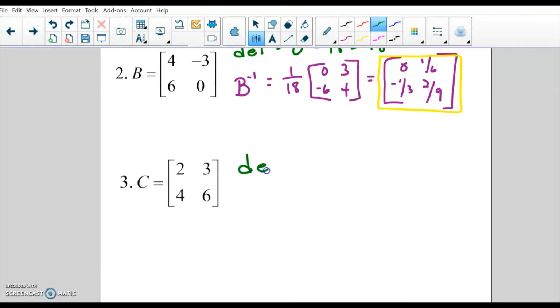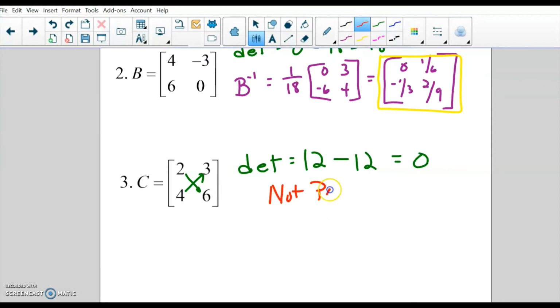We'll find our determinant. See if it's defined. 2 times 6 is 12. Subtract 4 times 3, which is 12. That gives us a 0. Since the determinant cannot be 0 for an inverse, this is not possible. That is how you find the inverse of a 2 by 2.